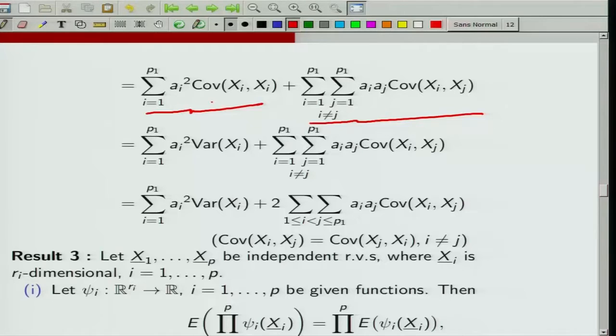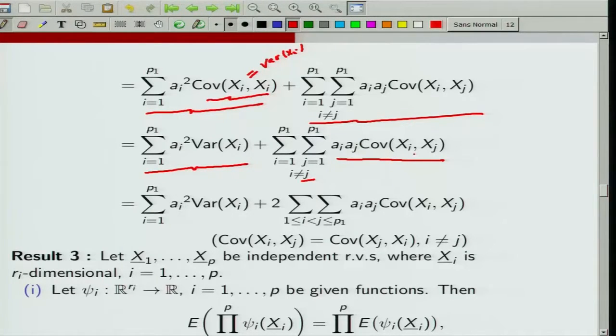But covariance of x_i and x_i is same as variance of x_i. So, this becomes summation i equal to 1 to p1 a_i square variance of x_i plus i not equal to j, a_i a_j covariance x_i x_j. I can simplify it because covariance x_i x_j is same as covariance of x_j x_i and a_i a_j is same as a_j a_i.